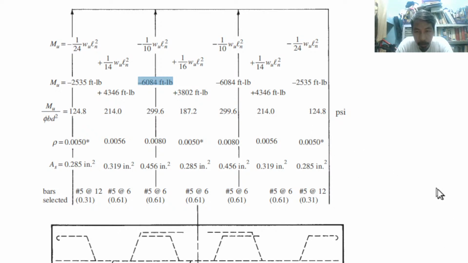So the minimum values of rho specified in ACI for tensile steel are applicable to both positive and negative. They are applicable to both positive and negative because there are steel here that are compressive. Compressive are for positive moment.